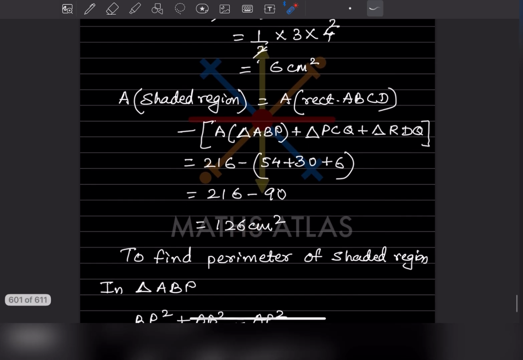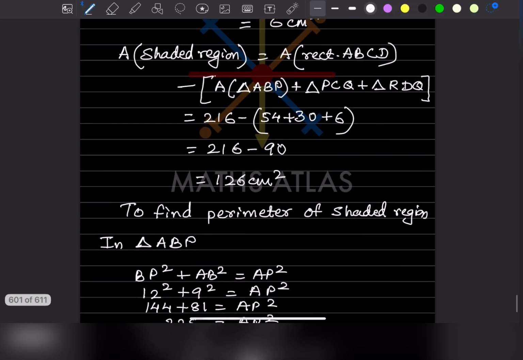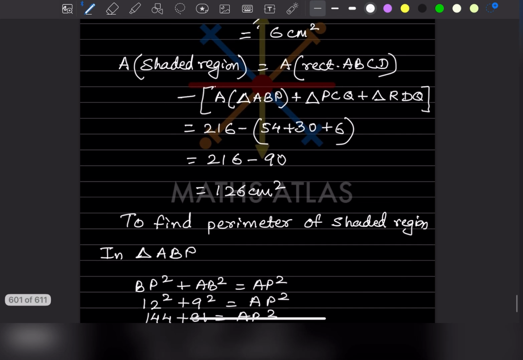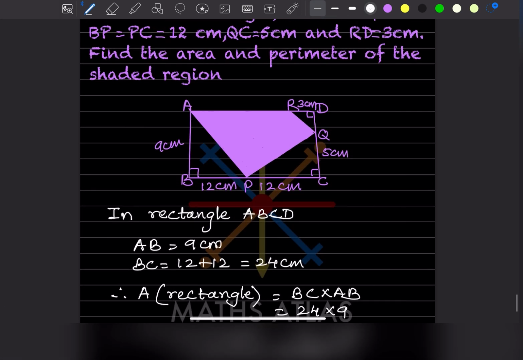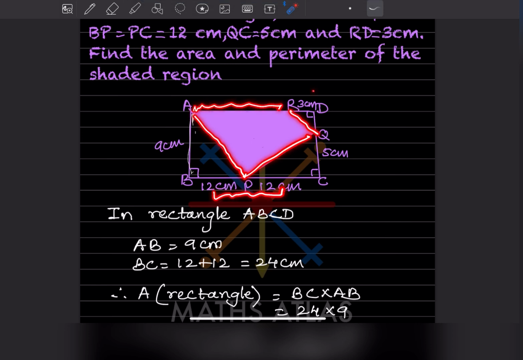So this was for the area, now we have to find the perimeter of the shaded region. For the perimeter, what are we going to do? We can use this one and triangle ABP. Because they have asked the perimeter of the shaded region and not this perimeter, we need this side, this side, and this side. And this side we know easily because this is 24. So out of that, this is 3, which means this part is going to be 21.